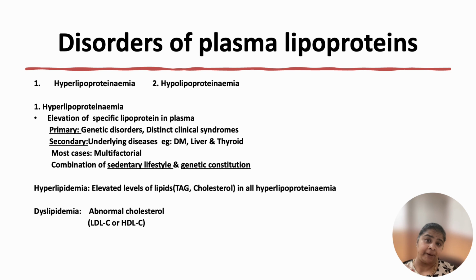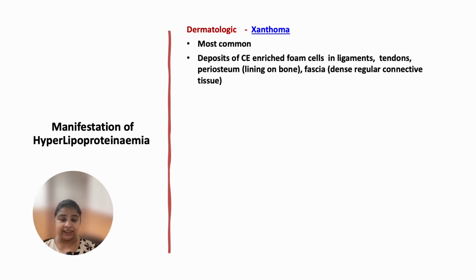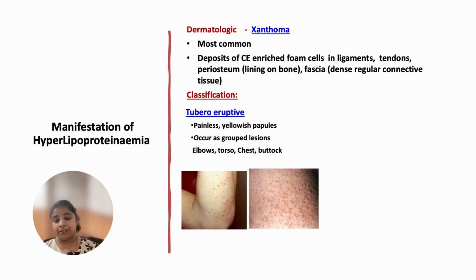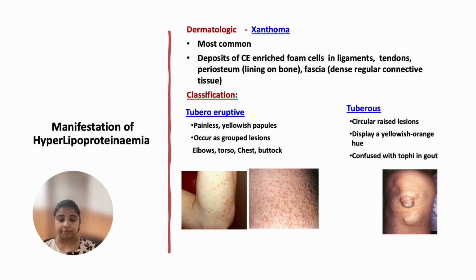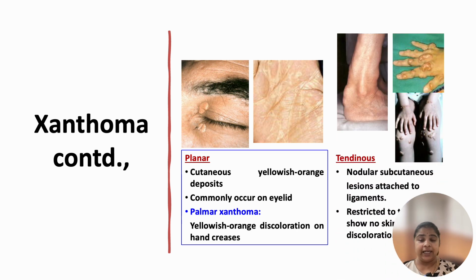We also use the word hyperlipidemias, elevation of triacylglycerol and cholesterol. Dyslipidemia is abnormal levels of either LDL or HDL. What are the manifestations? Again, disclaimer, these pictures that you see are in extreme cases. You would not see these in every person who has hyperlipoproteinemia. It can be in the form of xanthomas. These are the most common. These xanthomas can be tuberoeruptive, that is painless yellowish papules, or it can be tuberous. It can also be palmar or planar, and it can also be tendinous.